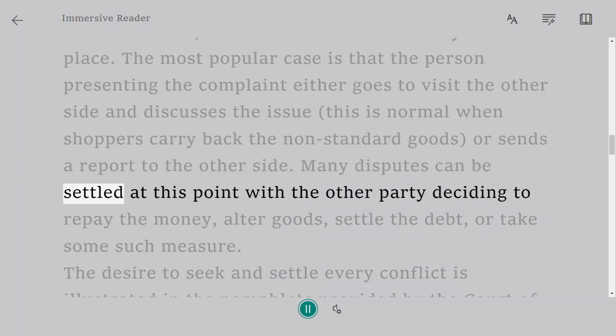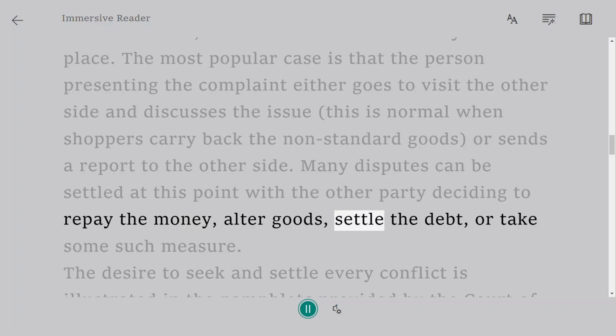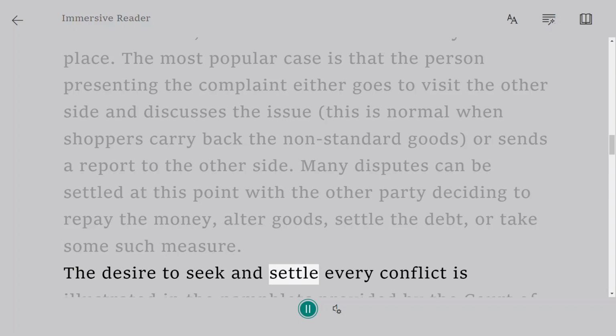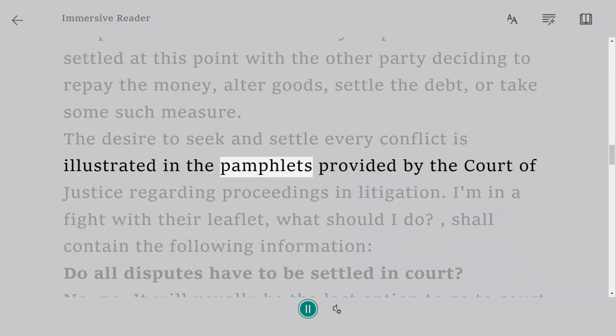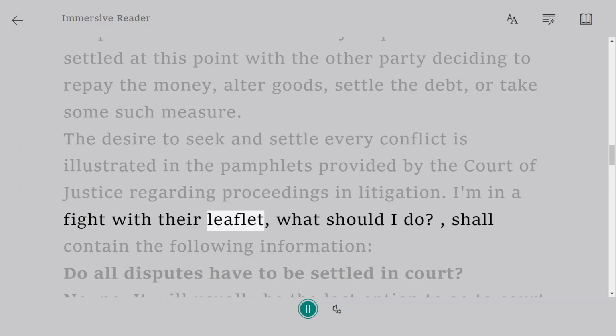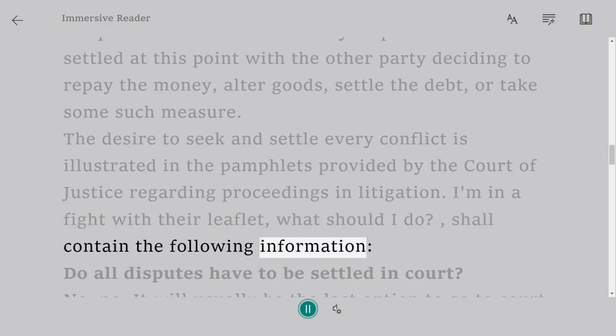Many disputes can be settled at this point, with the other party deciding to repay the money, alter goods, settle the debt, or take some such measure. The desire to settle every conflict is illustrated in the pamphlets provided by the Court Service regarding proceedings in litigation. I'm in a fight, their leaflet, what should I do? Shall contain the following information.